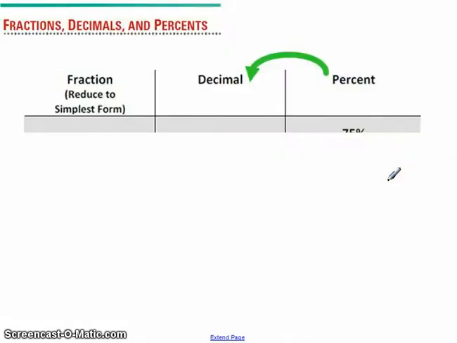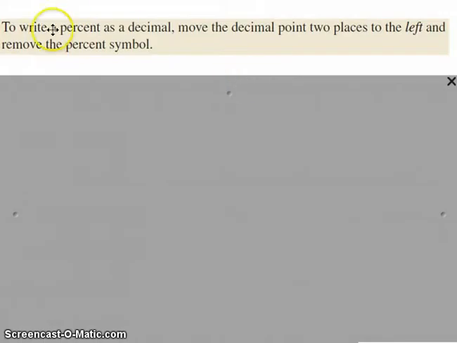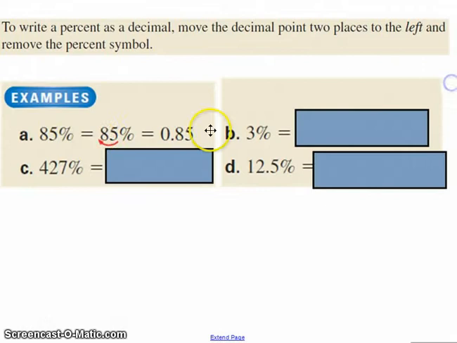Let's move on. Translating from percent to decimal. To write a percent as a decimal, move the decimal point 2 places to the left. Then remove the percent symbol. It's literally only those 2 steps. Move the decimal point 2 to the left, remove the percent symbol. Move the decimal 2 to the left, get rid of that percent symbol. I want you to do the same thing with B, C, and D. They're a little bit harder.